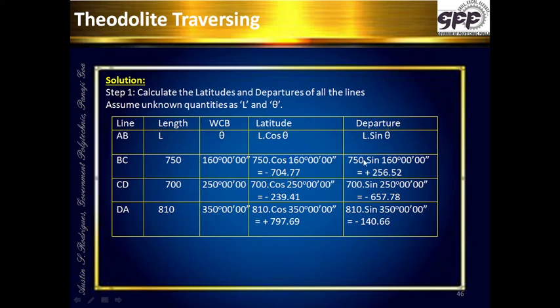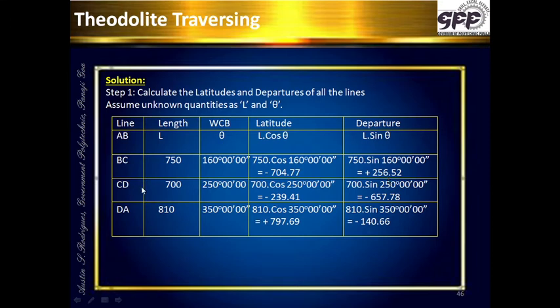The departure is calculated as L sin theta. L, that is the length, which is 750, into sine of 160. So 750 sine of 160 gives me the answer as plus 256.52. This tells me that departure is in the east direction. So it is easting, which is 256.52.